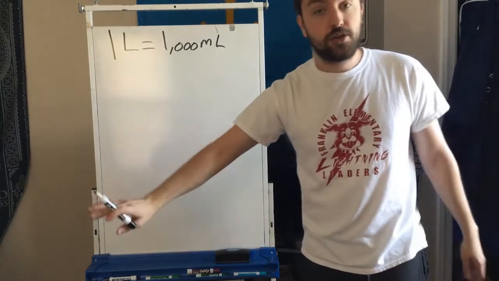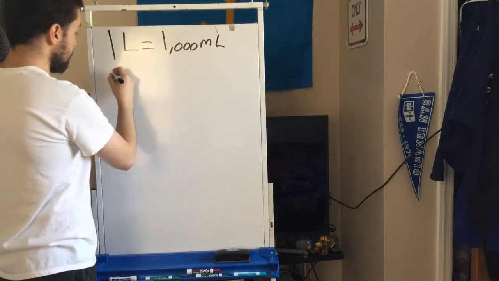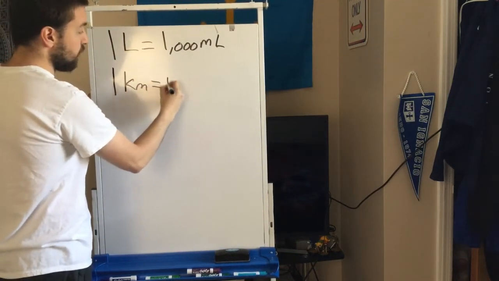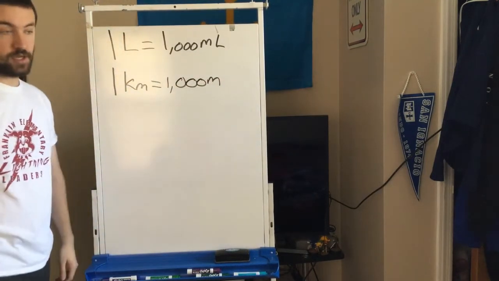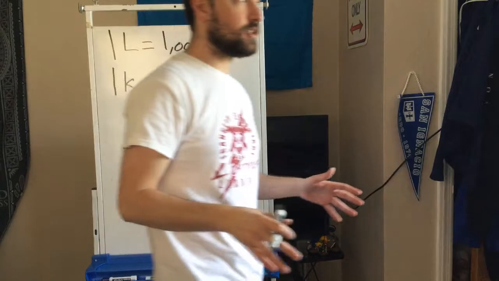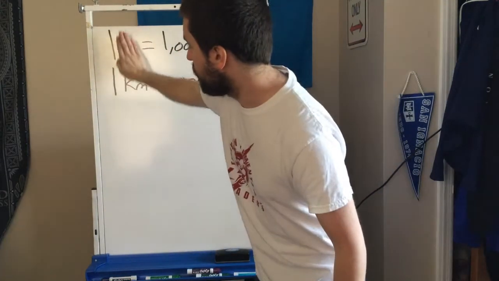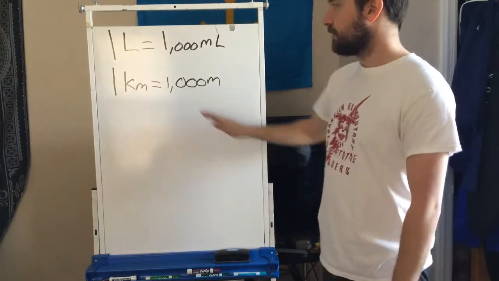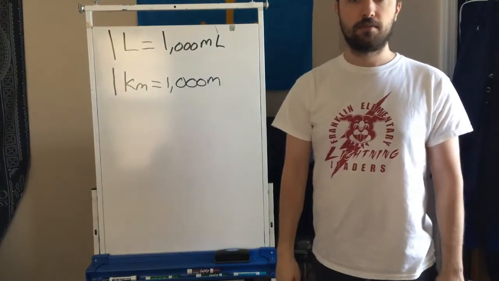Now, another unit we could use is meters. 1 kilometer is equal to 1,000 meters. So now we have a second conversion here, and if you look, 1 equals 1,000. 1 kilometer is equal to 1,000 meters.